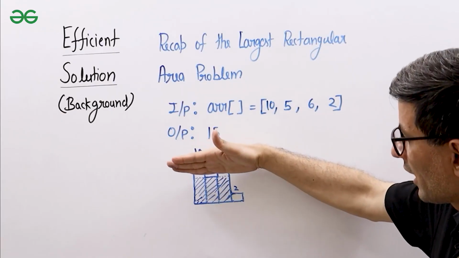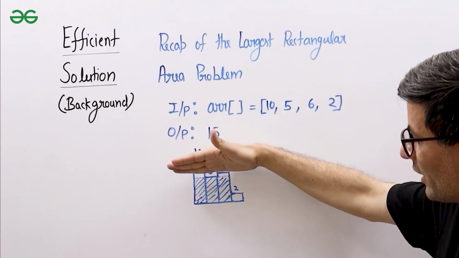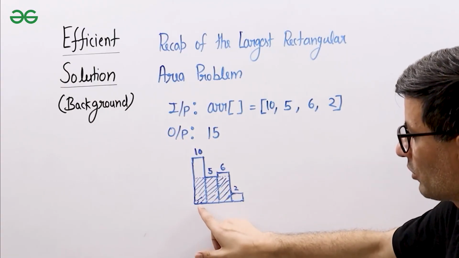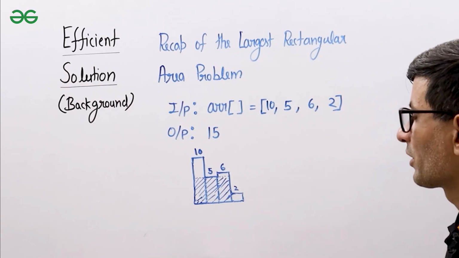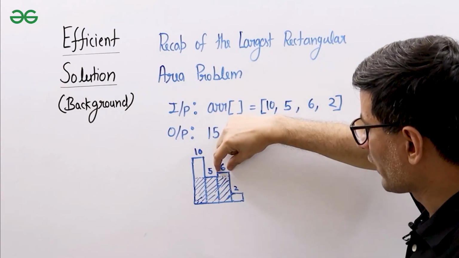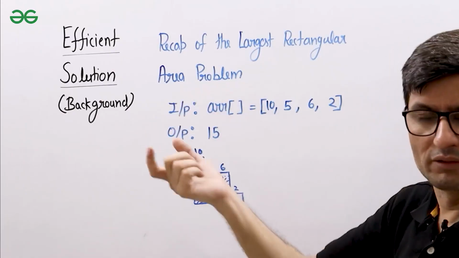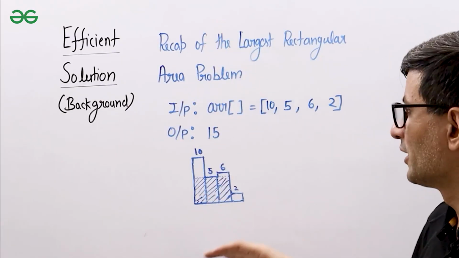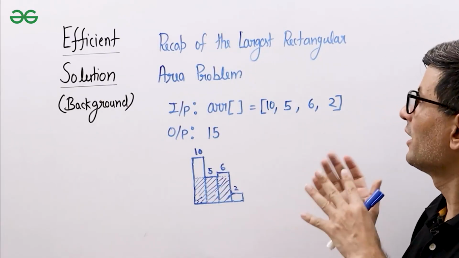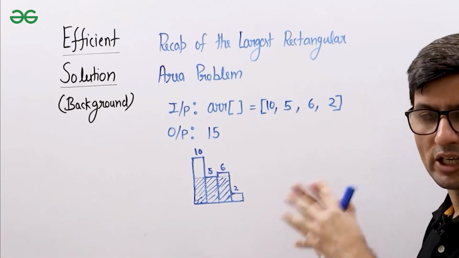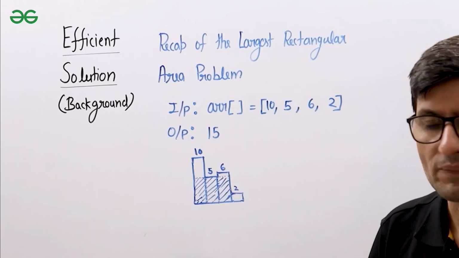So the minimum height among these bars is 5, and 5 into 3 is 15, right? That's our output. And suppose this bar is of length 20, in that case our output will become 20. This single bar will give you the largest area, 20, right? So that was our largest rectangular area in a histogram problem.